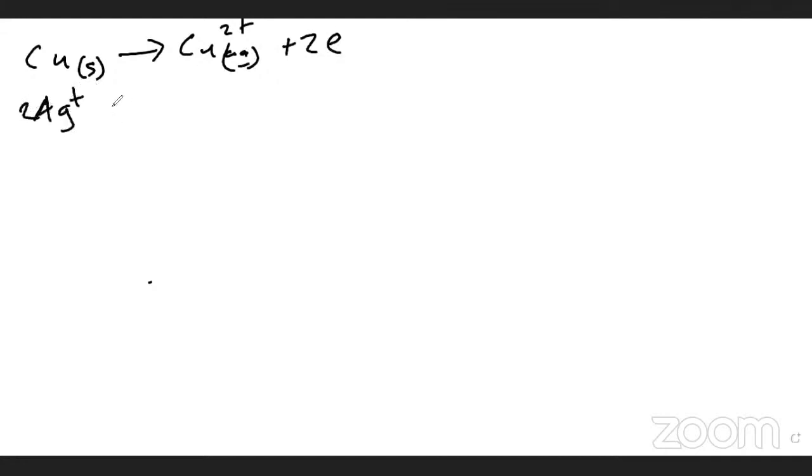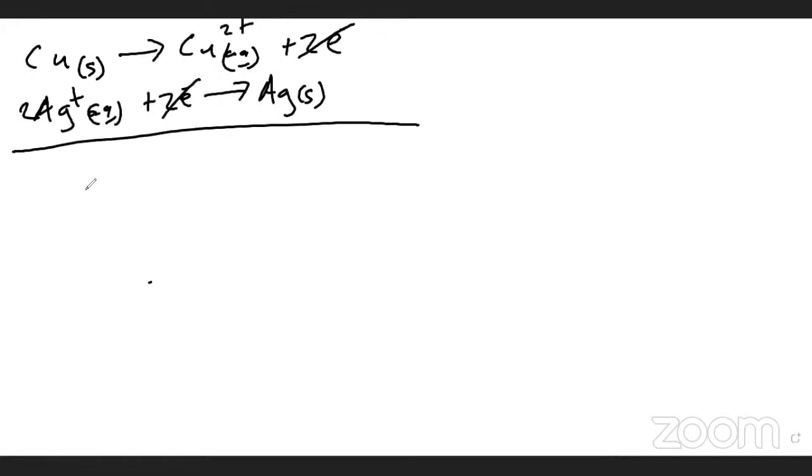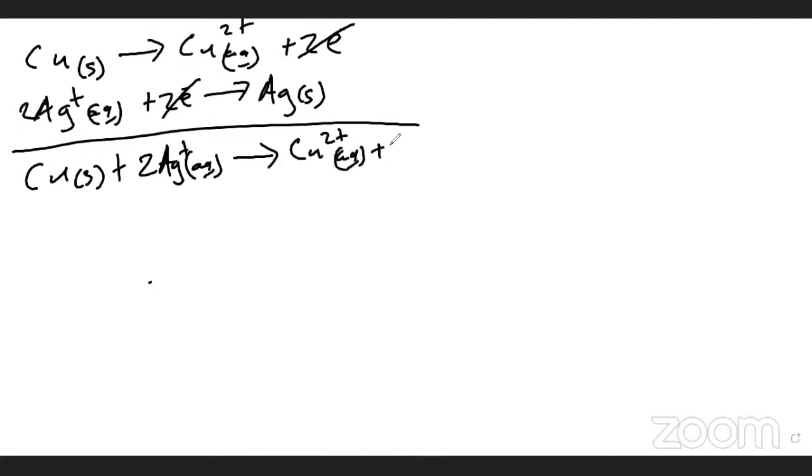All right, so let's start again. The internet went. So we have copper being oxidized to Cu2+. Then we have silver forming Ag. So the final equation would be copper plus silver ions to give copper ions and silver. So this is the equation.